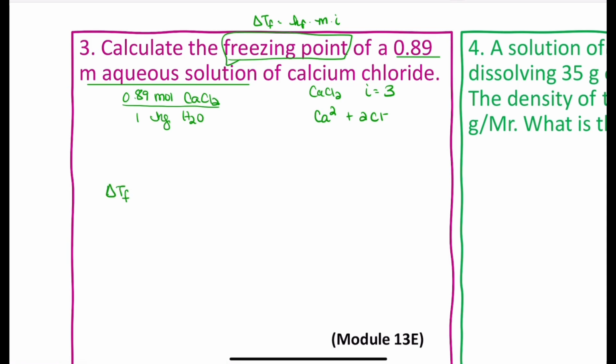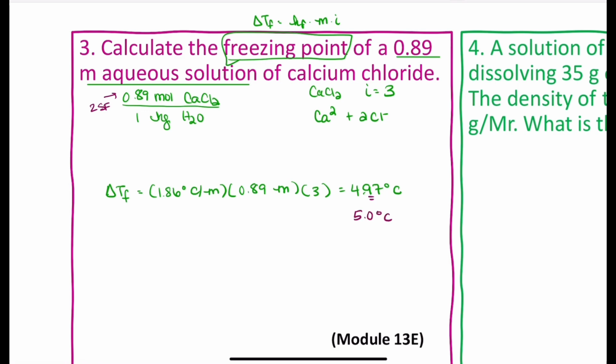Delta Tf equals Kf, which is a constant, 1.86 degrees C per molal for water, times my molality, which I was given in the question, 0.89 molal, times the van 't Hoff factor of 3, because again, it's calcium chloride, and this gives me 4.97 degrees C. Now let's check my sig figs before I finish the question. 2 sig figs, which means my final answer here needs 2, so 4.97 becomes 5.0 degrees C.